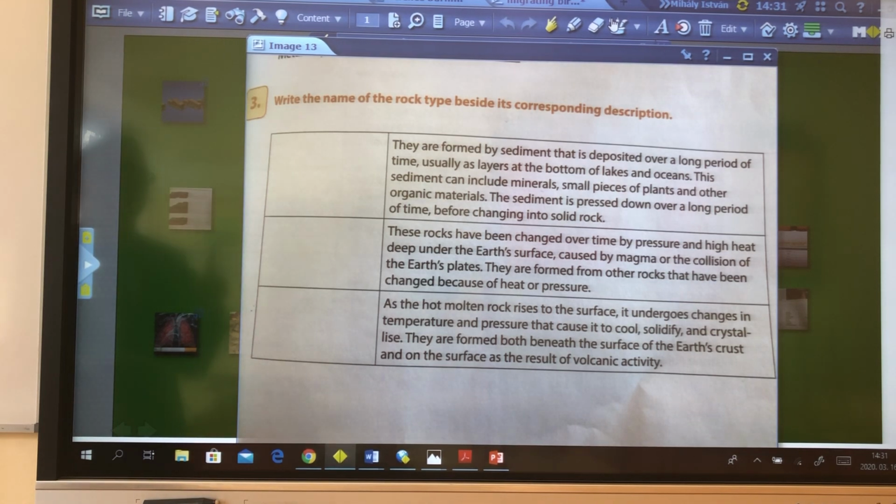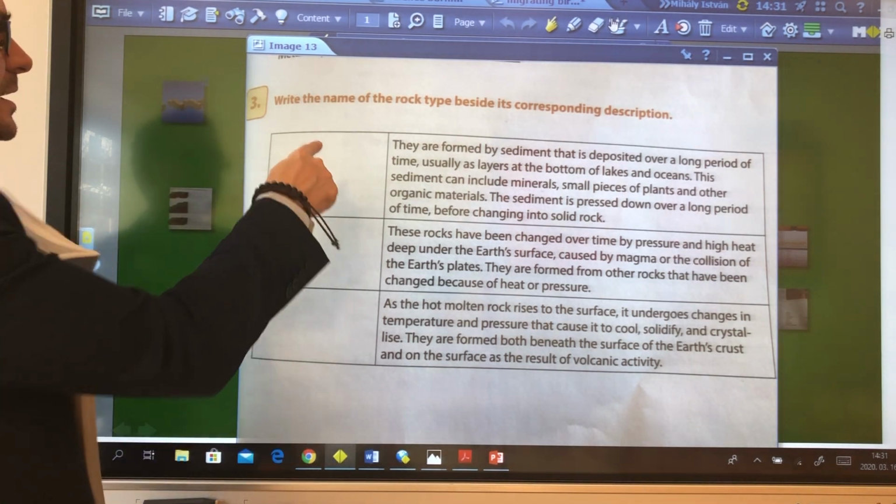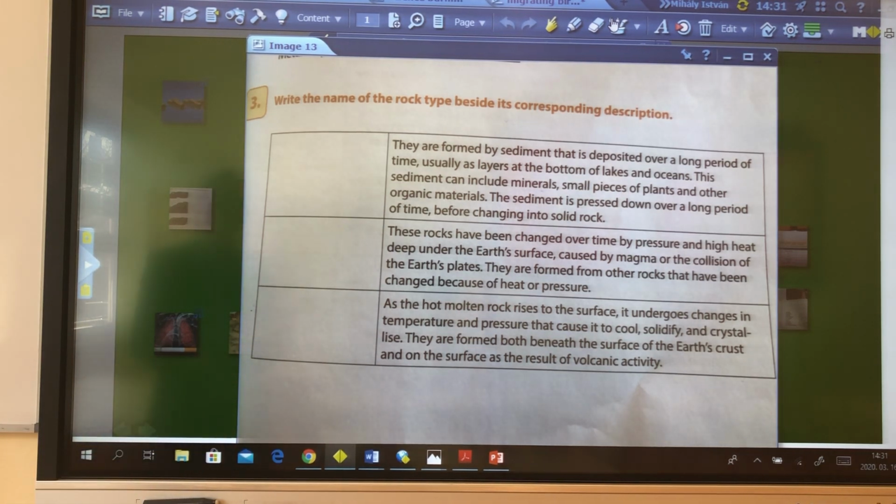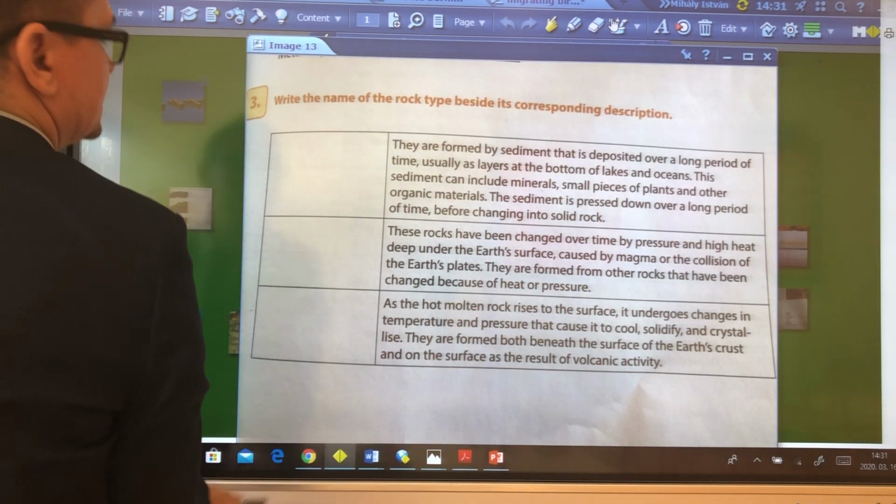So, what kind of rock type is this one here? These are formed by sediment that is deposited over a long period of time, usually as layers at the bottom of lakes and oceans. This sediment can include minerals, small pieces of plants and other organic materials. The sediment is pressed down over a long period of time before changing into solid rock. Yeah, hopefully everyone wrote here sedimentary.